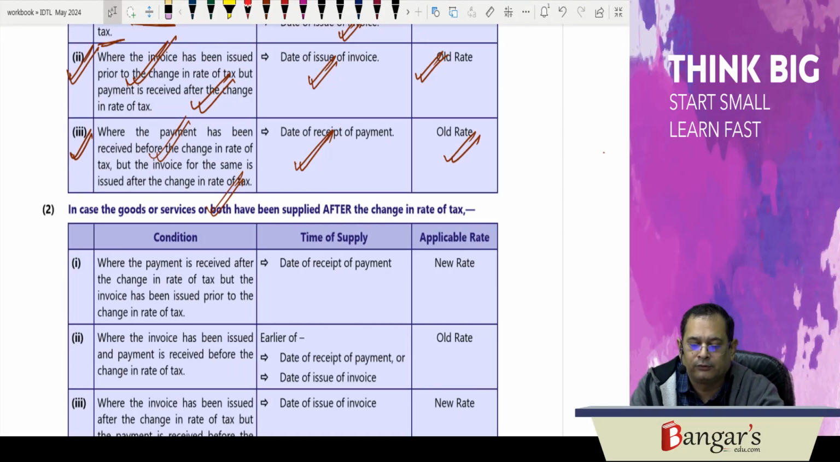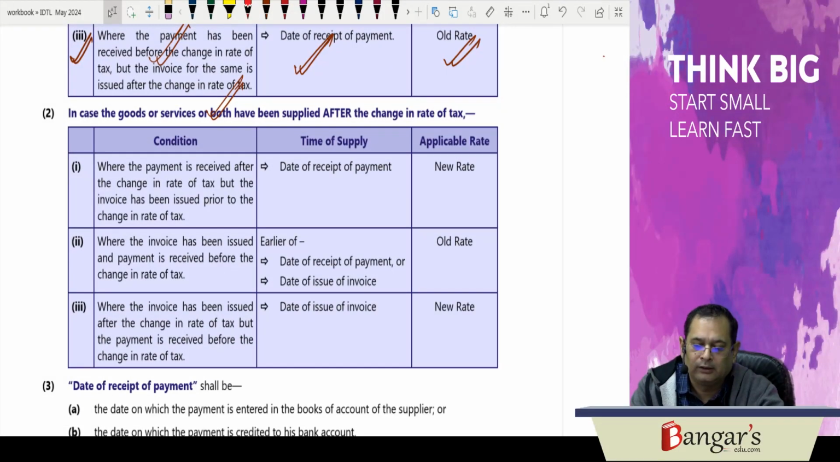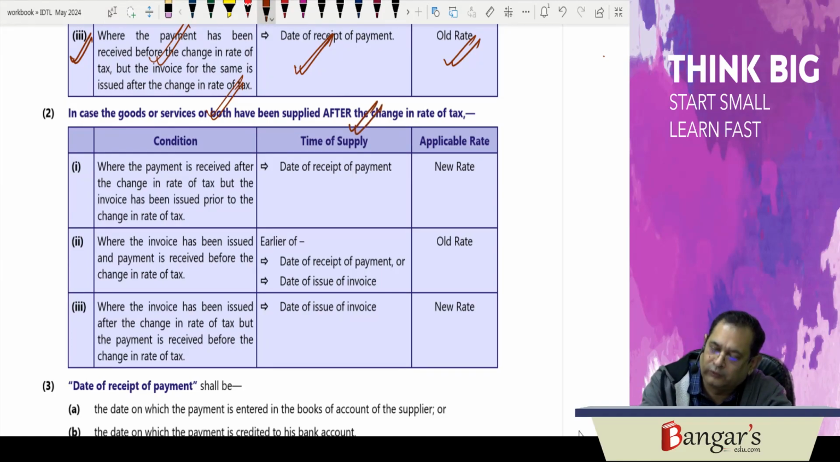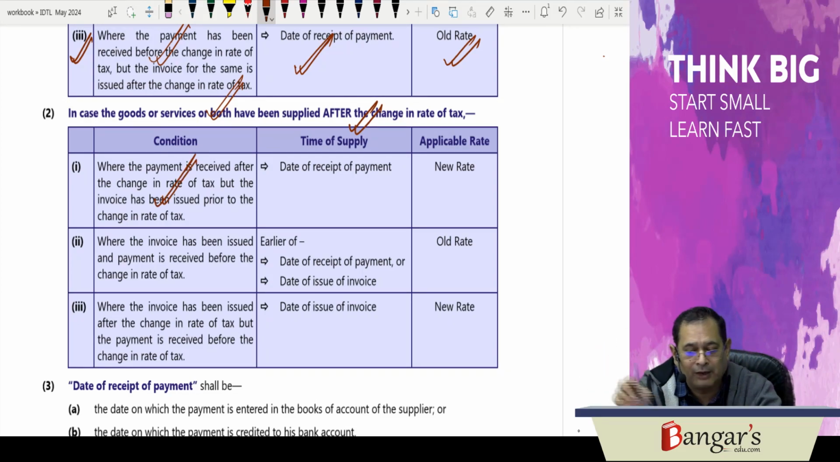Then in case the goods or services have been supplied after the change in rate of tax, what is the time of supply here? Where payment is received after the change in rate of tax, but the invoice has been issued prior. So two events occur together: supply afterwards, payment afterwards. So the date of receipt of payment will be the time of supply and the applicable rate will be the new rate.